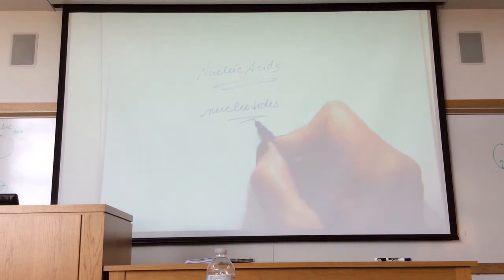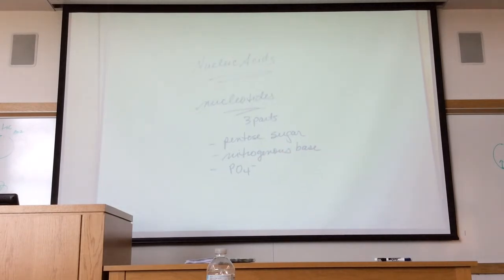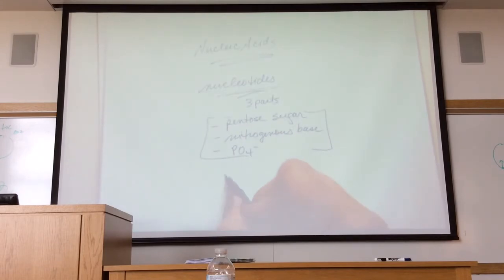Nucleotides are the building blocks, and they have 3 parts to them. They have a pentose sugar, or carbohydrate, so just write pentose. That means 5 carbon. 5 carbon sugar, a nitrogenous base, that means they have nitrogen, and a phosphate group. And those are the 3 parts that make up a nucleotide, which is the building block.